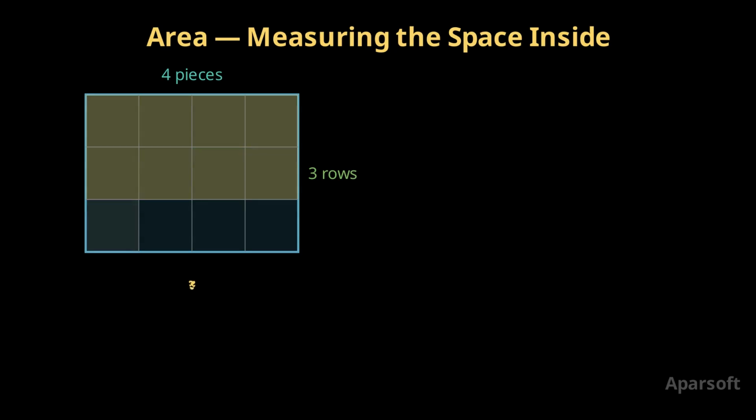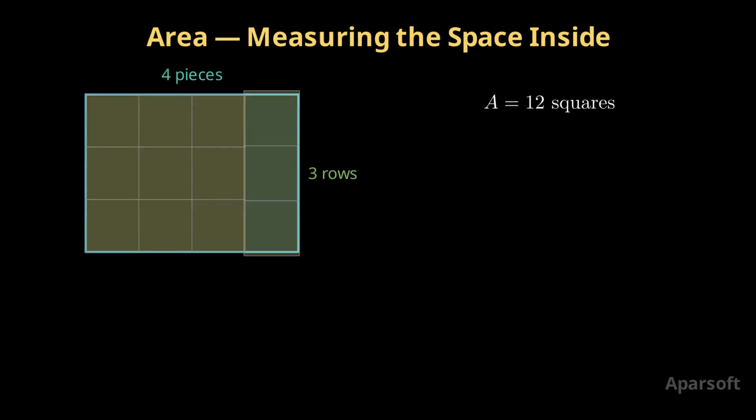But there is a super fast shortcut. There are 4 pieces in each row and 3 rows. Just multiply. 4 times 3 equals 12. So the area is length times width. The number of columns is the length and the number of rows is the width.